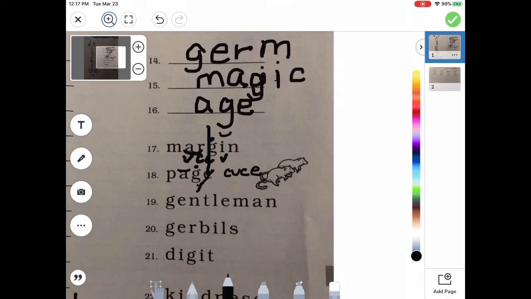Number 19, that is a really big word. In fact, it is a compound word. So look at that word, and I want you to think about where you would break it apart. Do you see a word that you know? That's right, we have man, so I'm going to break it apart right there.